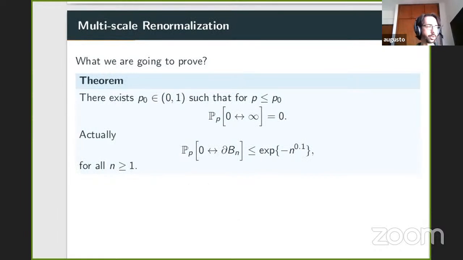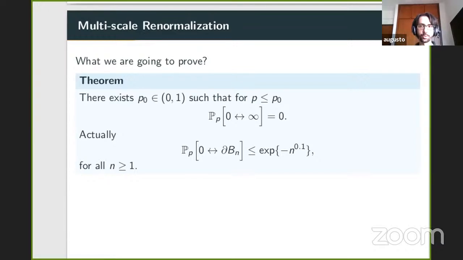So today we're going to prove that there exists this critical value. Actually, it's not the critical value, but a lower bound of the critical value, which we call p_0, between 0 and 1, such that below that, the probability to connect 0 to infinity is 0. Actually, we're going to prove something more quantitative: that the probability that 0 is connected to the boundary of a big ball of radius n decays as a stretched exponential of n. So this is the first result, the plateau of the function theta, and then the quantitative result we're going to prove today.